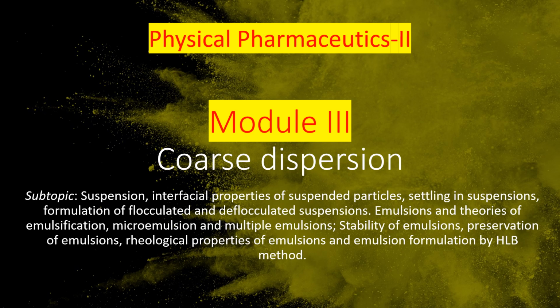If we talk about module or unit 3, the name of the unit is coarse dispersion. So the subtopics include suspension, followed by emulsions.